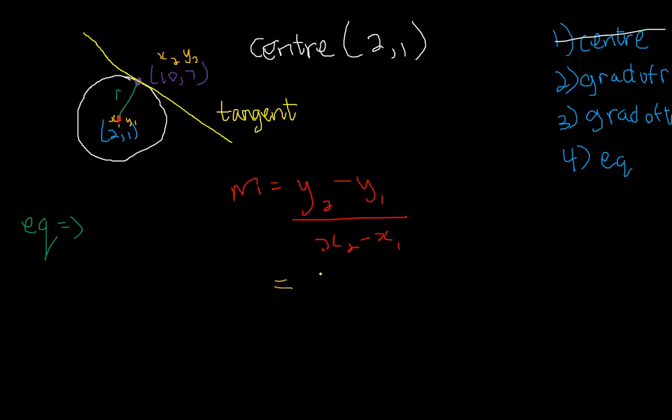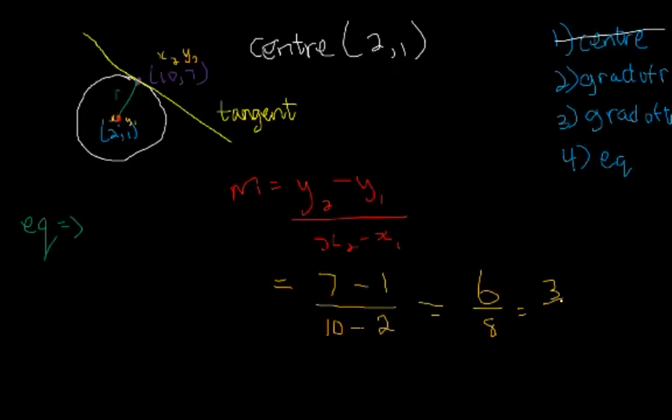y2 is 7 minus y1 is 1. So I put my 1 there. Divided by x2 is 10, minus x1 is 2. 7 minus 2 is 6. 10 minus 2 is 8. So we have 3 over 4 as the gradient of my radius.